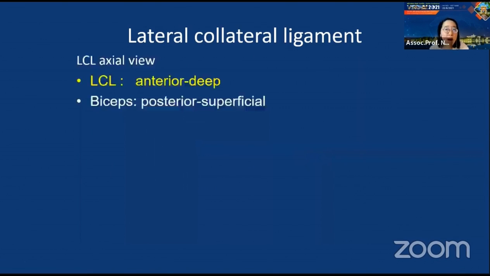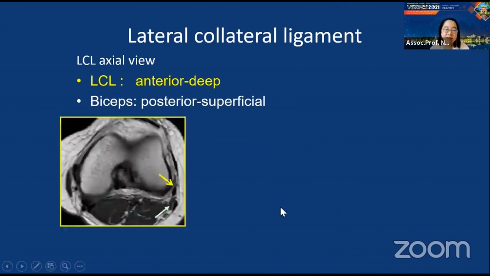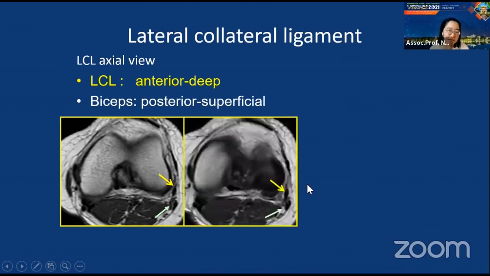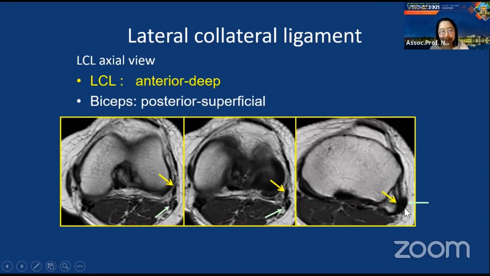Usually, if it's quite difficult to see on coronal or sagittal view, we can use the axial view. First of all, start with the lateral collateral ligament, anterior and deep, and the biceps femoris, posterior and superficial. Go down with the LCL anterior and deep, the biceps femoris posterior and superficial, and finally inserting on the fibular head.